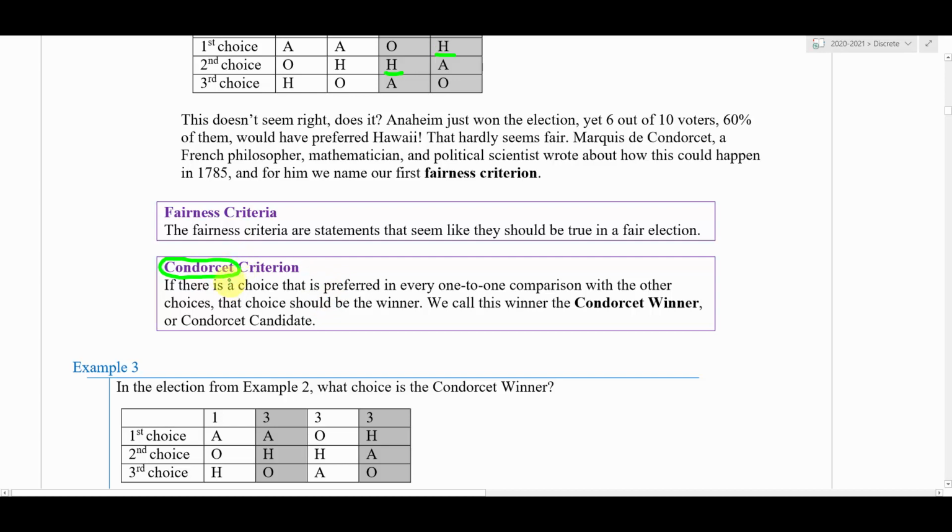Okay? So I'm going to stop the lecture there for today. We'll talk more about the Condorcet winner and the Condorcet criterion in tomorrow's lecture.